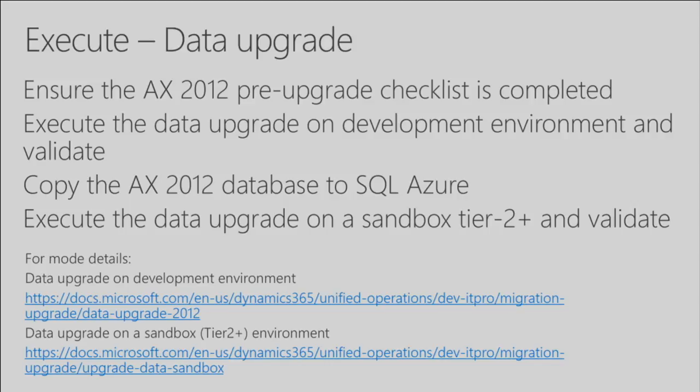When you're done with code upgrade, you will be executing data upgrade. Data upgrade comes in the form of a deployable package. It can be deployed on a development environment. It upgrades your data from AX 2012 to Finance and Operations. You also validate after that. Then you run the same data upgrade process on a sandbox tier 2 environment, which is the multi-box UAT environment that comes with your subscription.